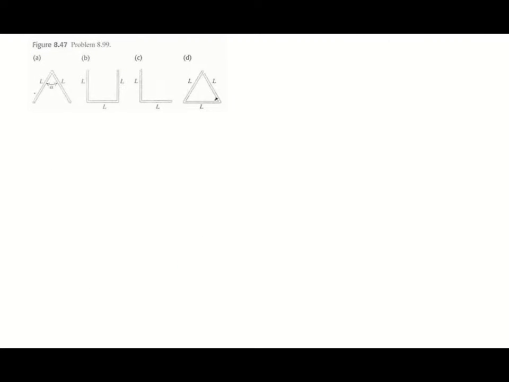For part C, we're going to take a look at this one here. And again, I'm going to draw that. And then we're going to represent it as 2 dots.